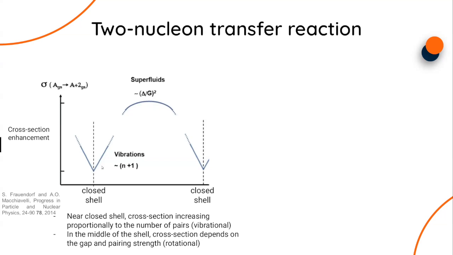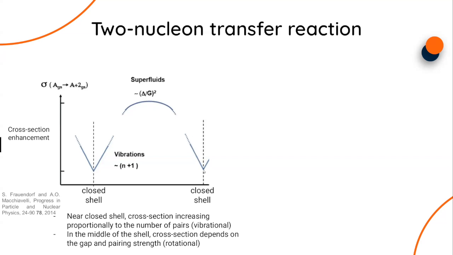Then as we add pairs to the closed shell, we start to have some vibrational increase of the cross-section, an increase that is kind of linear. Then as we reach the middle of the shell, we can maybe see some phase transition to a superfluid condensate. And this cross-section enhancement would be proportional to the pairing strength and also the shell gaps. And as we go to the next shell, there is kind of a symmetry between particle and hole. So we expect to have a decrease, which will again be vibrational.